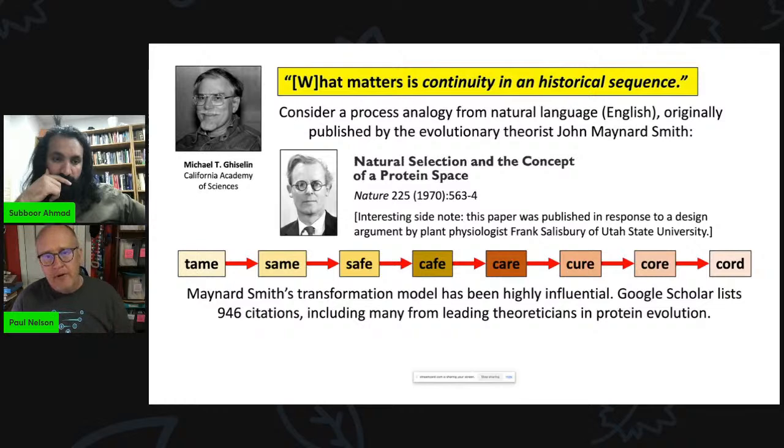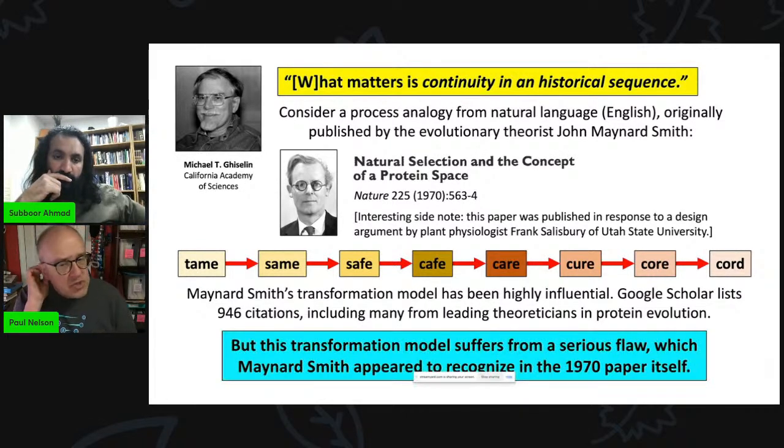Now, this paper was highly influential. If you go to Google Scholar, you'll get almost 1,000 citations, including many from leading theoreticians in protein evolution. And it appears to provide a solution to the question of how novel structures arose. In this case, he is applying this analogy to the origin of proteins. But what's interesting is Maynard Smith, in the very same paper, says, hey, there's a problem with this analogy. It suffers from a serious flaw.